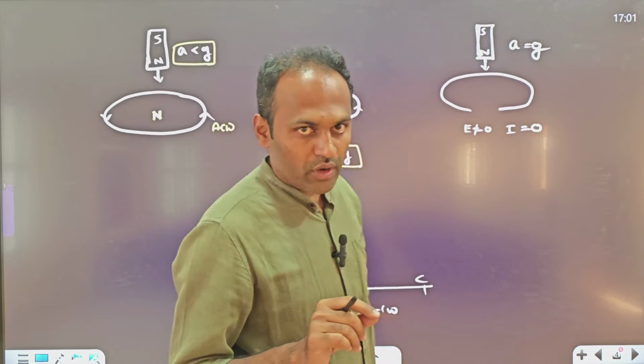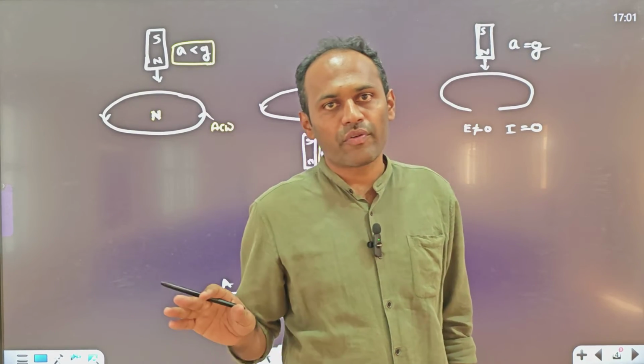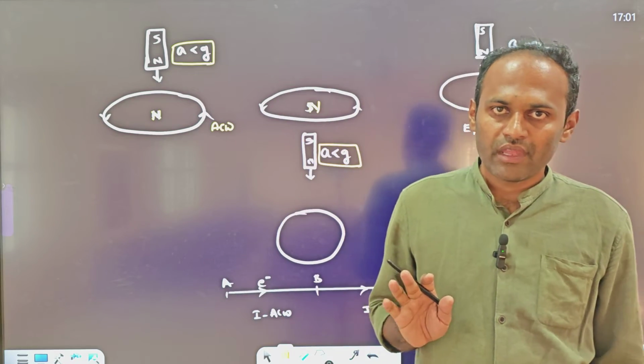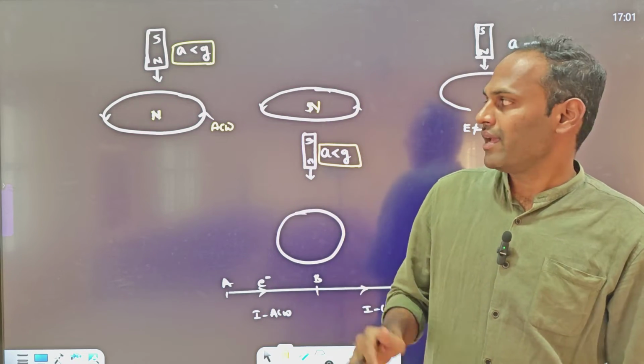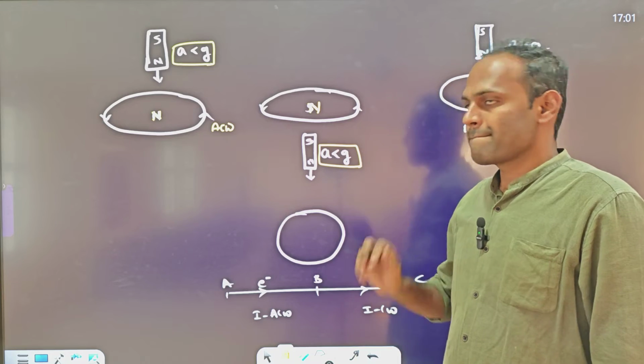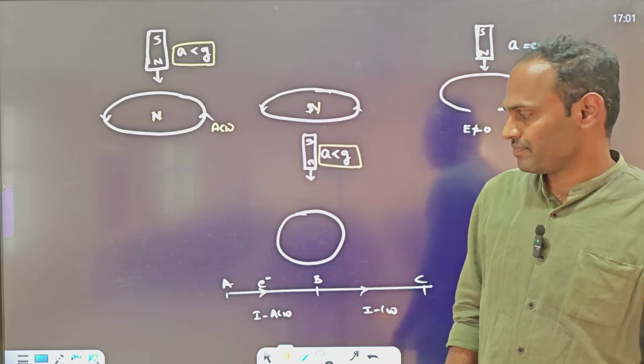So if a magnet is falling without a coil, it will fall freely. Its acceleration will be g. If the magnet is falling through the coil, its acceleration will be less than g. Its acceleration will be less than g.